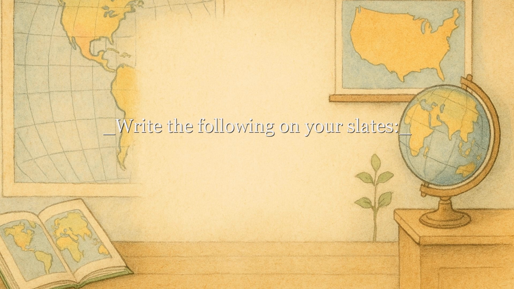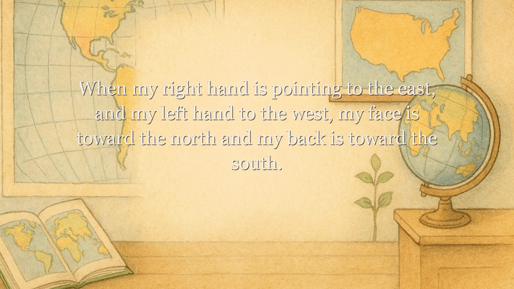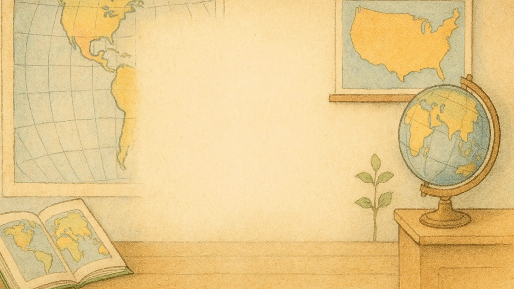Write the following on your slates. The sun seems to rise toward the east and set toward the west. The west is just the opposite direction from the east. When my right hand is pointing to the east and my left hand to the west, my face is toward the north and my back is toward the south.